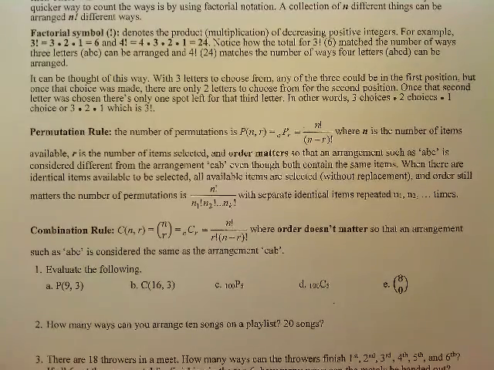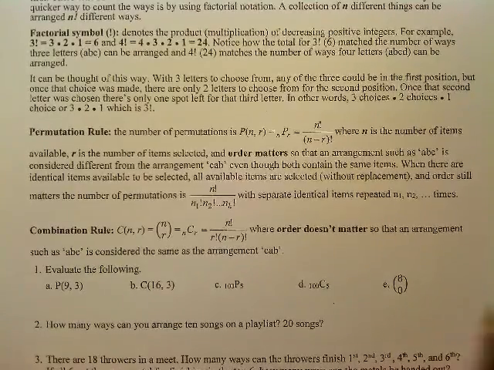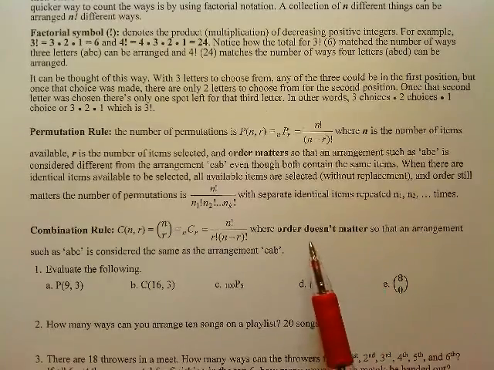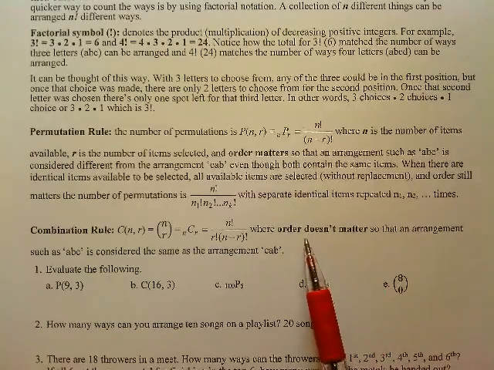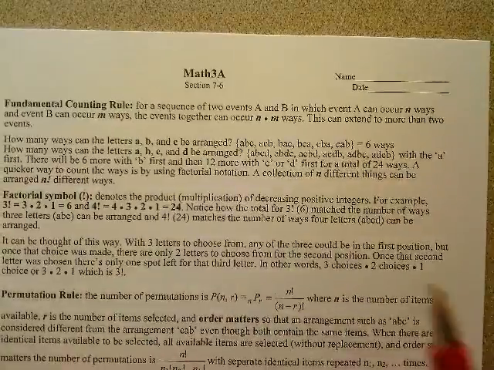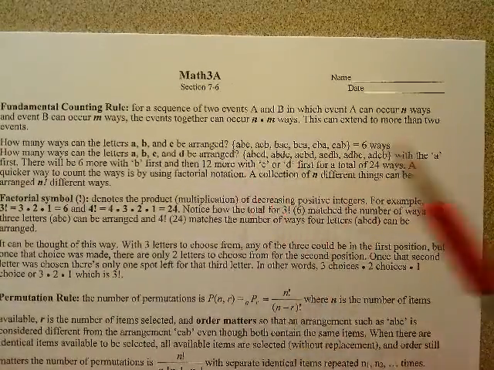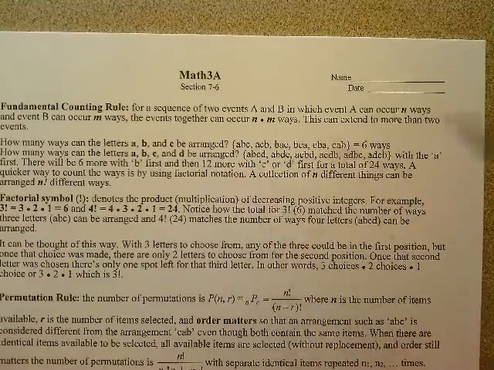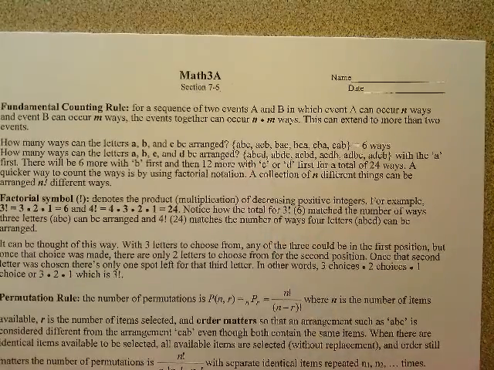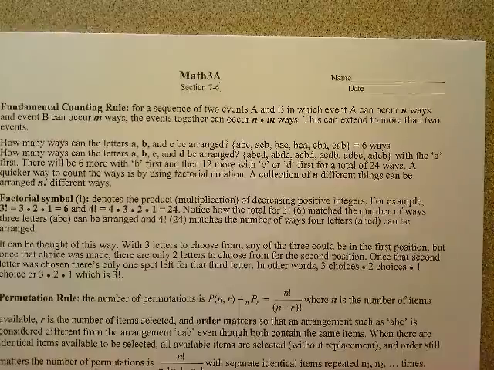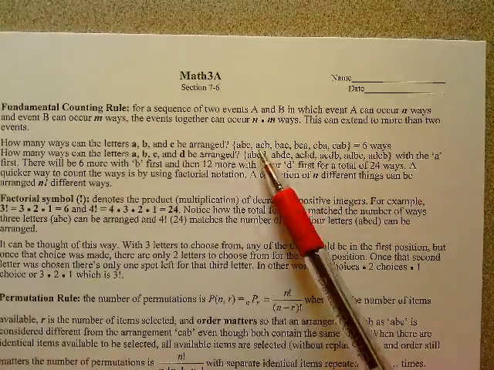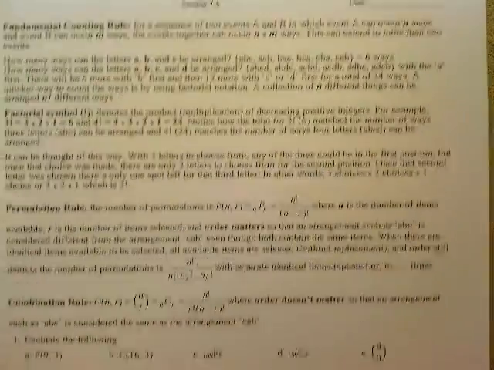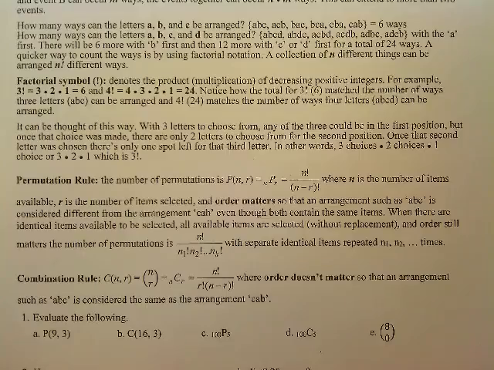However, the combination rule does not care about the order. And so where up here we said we had 6 different ways that we could write the 3 letters, in reality each one of those had the letters A, B, C, and so there was only one combination, A, B, C, regardless of the order. That's the combination rule.